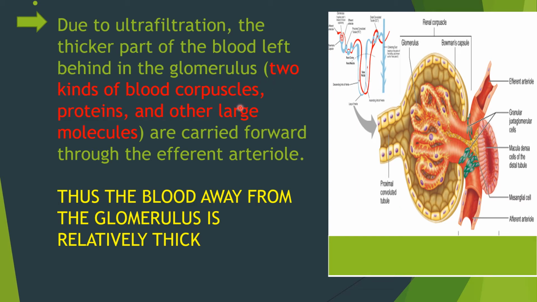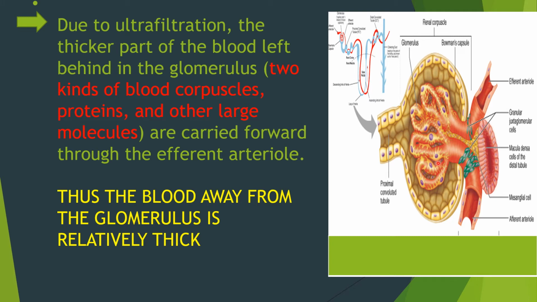What are the two blood corpuscles present in the glomerulus? That is RBC and platelets. Why not leukocytes or WBC? Because they have the capacity to squeeze out through the capillaries, so in the glomerular filtrate, WBC are also present. But the thicker part of the blood in the glomerulus contains RBC and platelets. Then that is carried forward through the efferent arteriole.